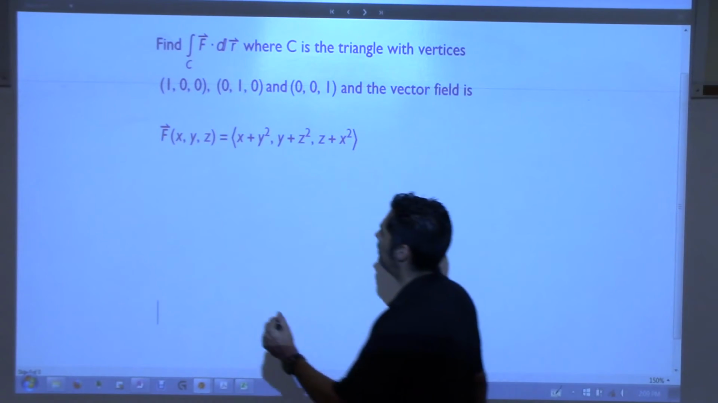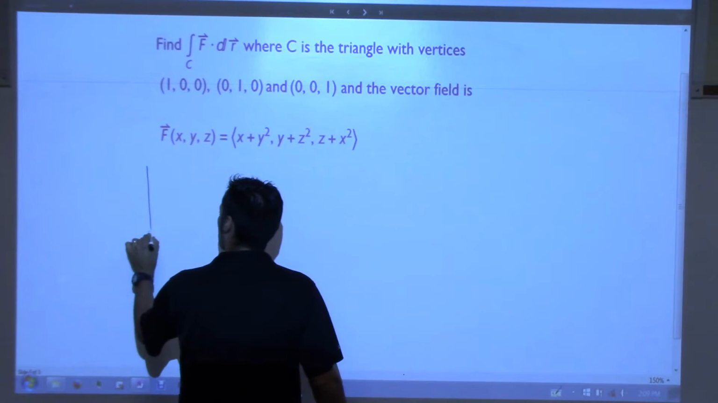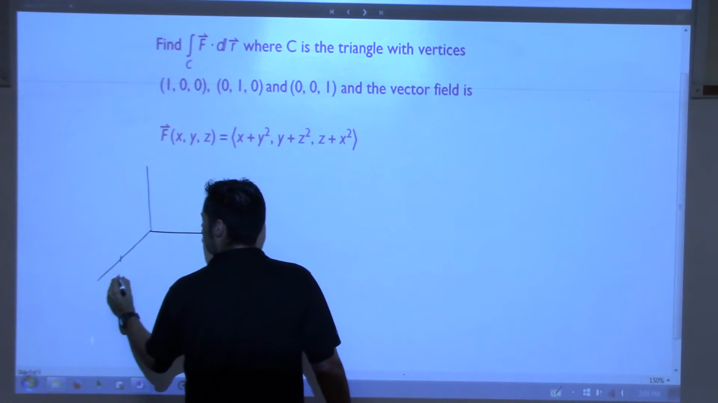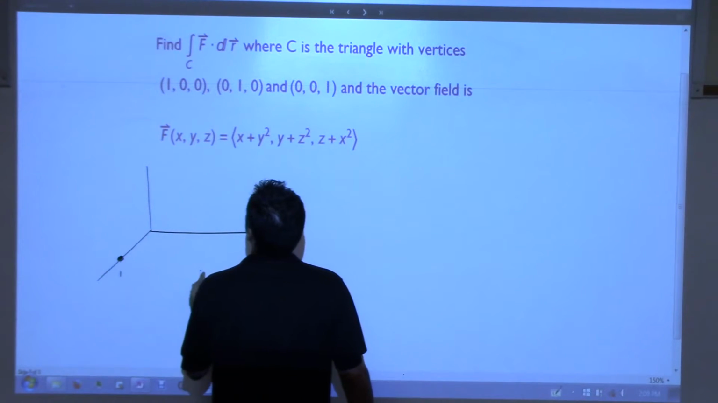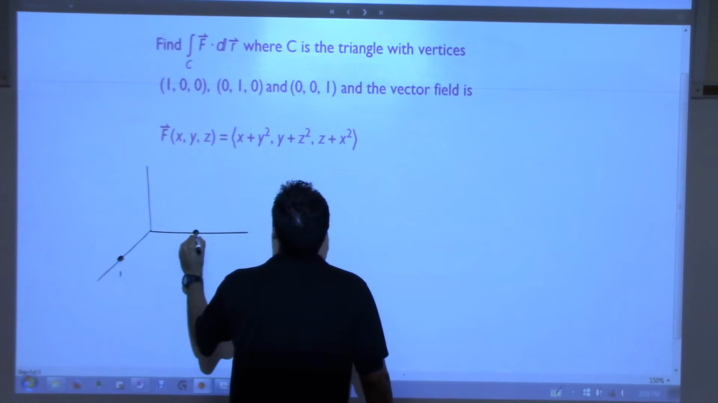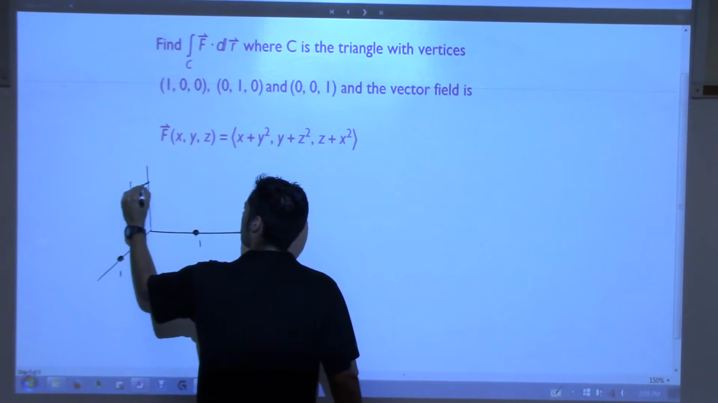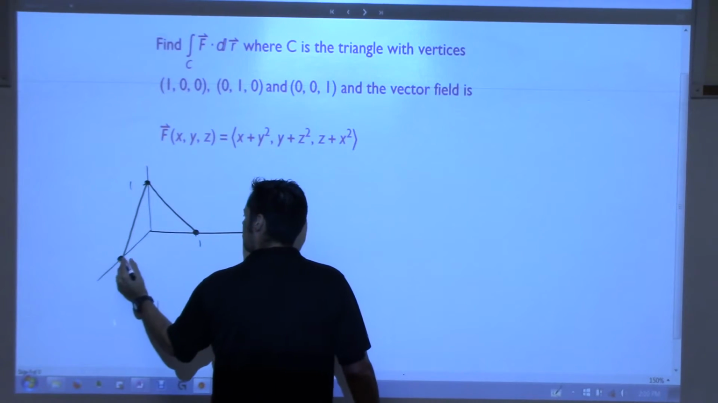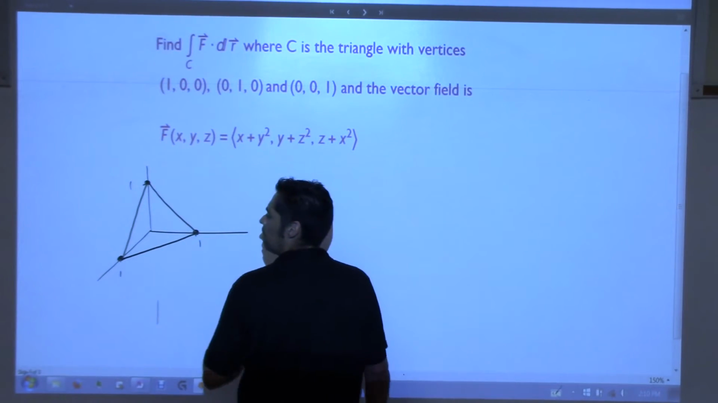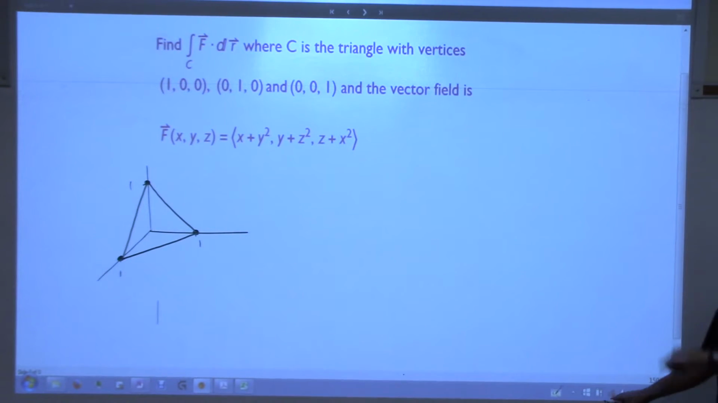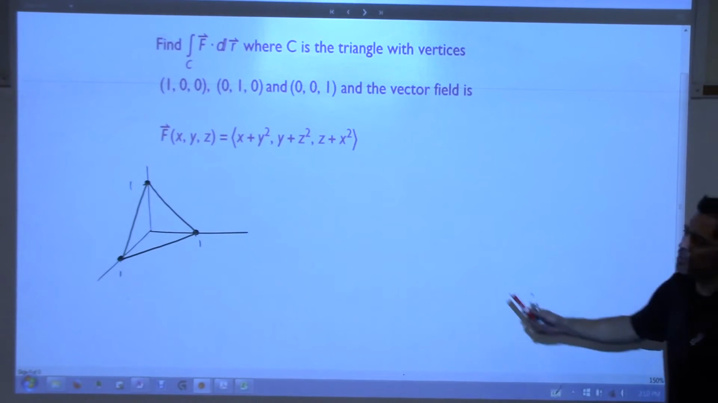Let me draw it first. Let's draw our curve in three-dimensional space. (1,0,0) is here, (0,1,0) is here, and (0,0,1) is up here. So we're getting one of the faces of a tetrahedron, but just that triangle. And we need to move around this C, and we want to know the line integral along that. And here's our vector field.